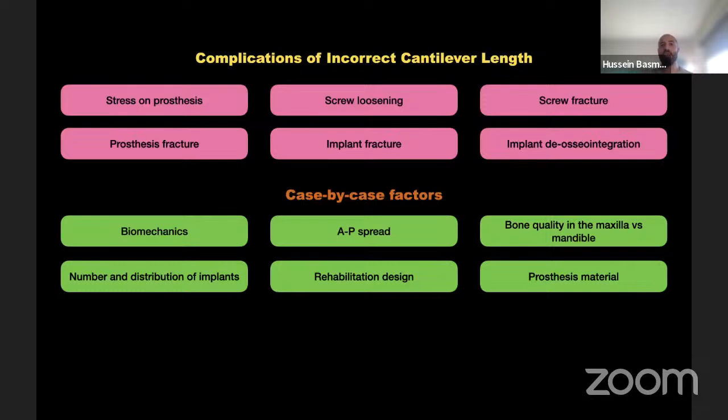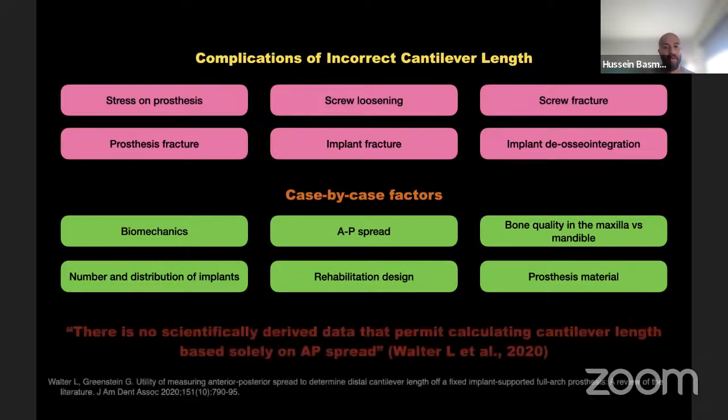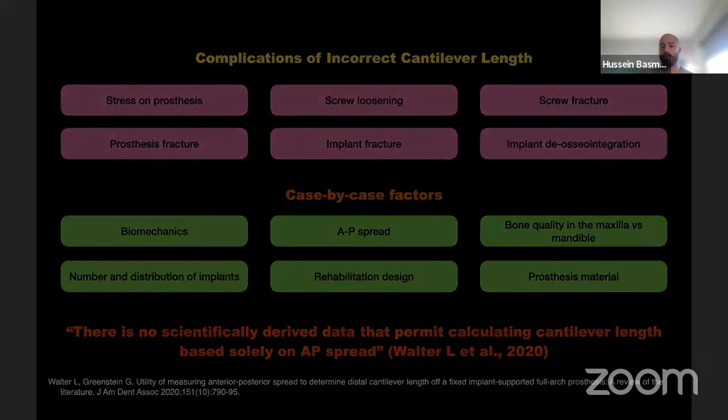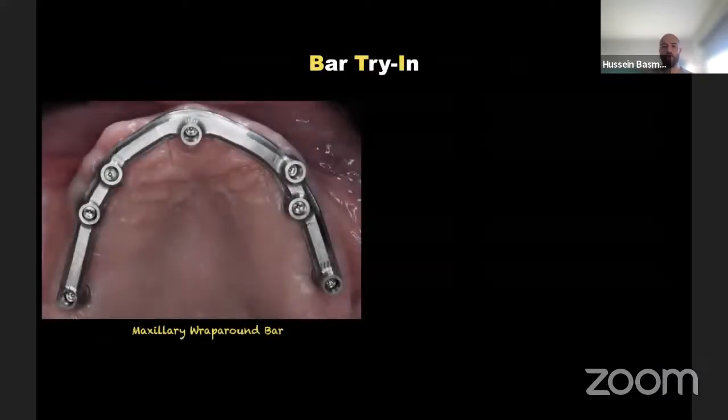The distribution of the implants is always very important for the AP spread, for having a better distribution of forces. The prosthesis design is always important. The prosthesis material also is very important to limit the amount of plaque, to have a stronger structure, and one less prone to wear from occlusal forces.